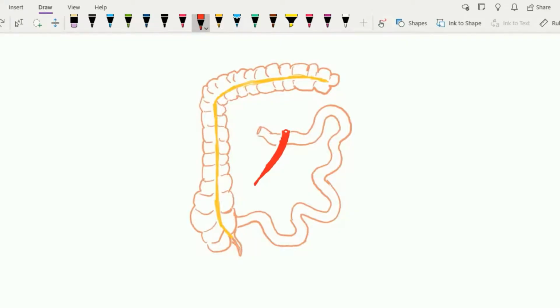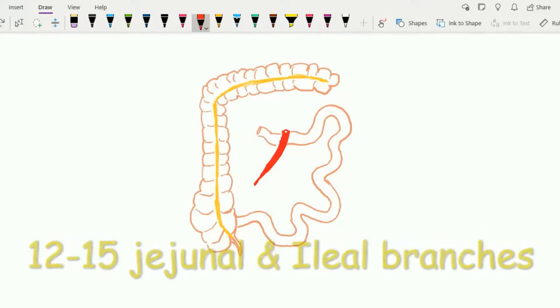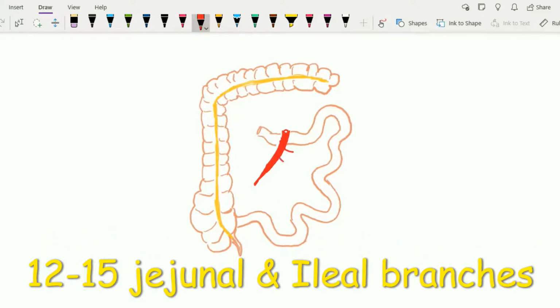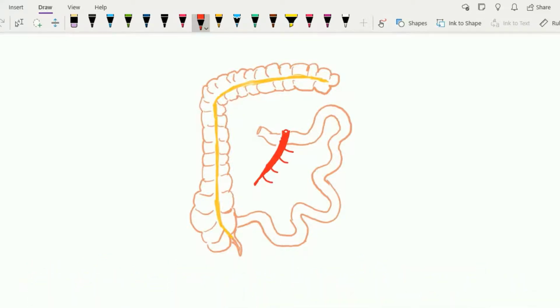Now let's see the branches of the superior mesenteric artery. From the left convex side of the superior mesenteric artery, 12 to 15 jejunal as well as ileal branches are given, and these arteries enter into the mesentery, and within the two layers of mesentery, these branches divide and form the arterial arcades. The jejunum is supplied by one or two arterial arcades, and the ileum is supplied by 3 or 4 arterial arcades.